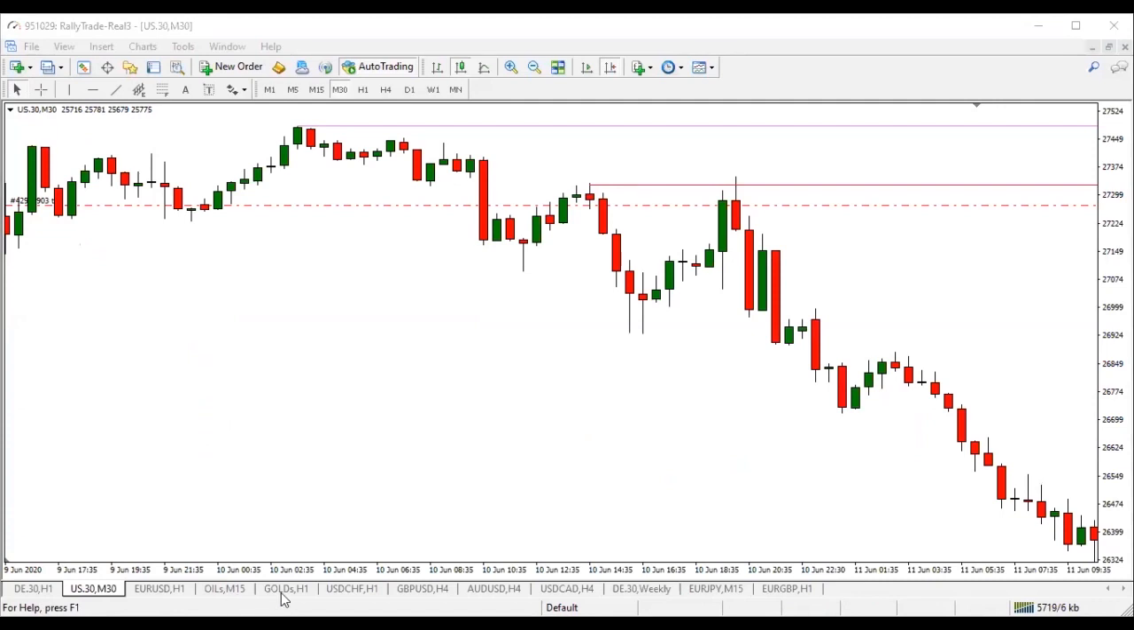Oil, gold, that's 5. USD CHF, that's 6. GBP USD 7. AUD USD 8. USD CAD 9. And of course, EUR JPY 10. Okay? And of course, EUR GBP 11. So I have 11 instruments that I focus on per week, per month.